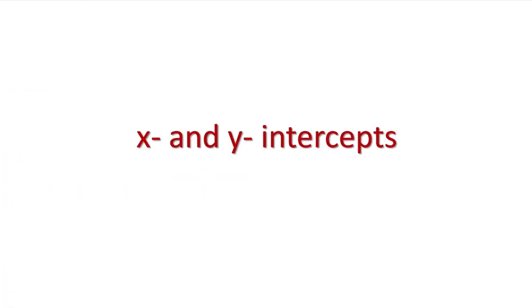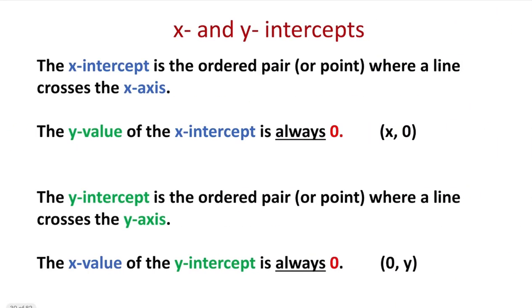Okay, let's talk about x and y intercepts now. The x-intercept is the ordered pair or point on a graph. An ordered pair is a point, okay? This is where your function line, the line you're graphing on there, crosses the x-axis, the one that goes sideways. The y value of the x-intercept is always 0. What that means is your point, if it's in ordered pair, is going to look like this. You will have a number in here for x, and you'll have a 0 for the y. And that makes sense. We'll look at that more here when we see a graph in a second.